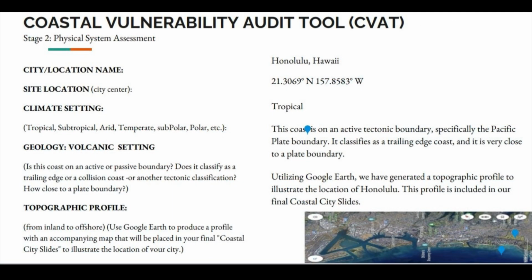For Stage 2, which is the physical system assessment, on this slide I showed my city's location and name, the site of the location, the climate setting, which is tropical, the geology, a volcanic setting, and the topographic profile. Also on the bottom right of the slide is the Google Earth image of Honolulu, Hawaii, which is what I utilized to generate a topographic profile.